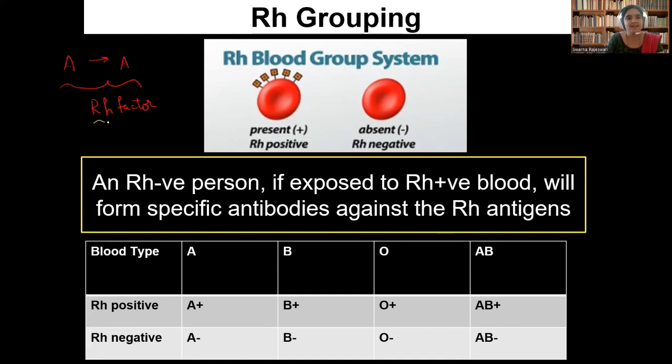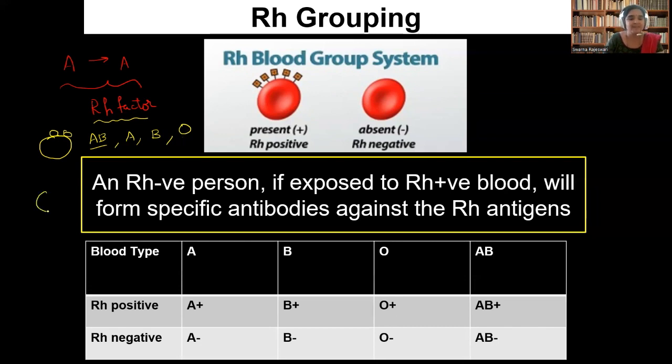So, what is this RH factor? We know that on the surface of the RBC, if there is A antigen, he belongs to an A group person. If there is B antigen, he belongs to a B group person. If there are both antigens, he is an AB group person. If there are no antigens, he is an O group person. So we know A, B, AB, and O depending upon which type of antigen.